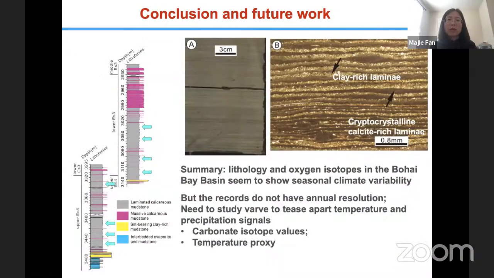So this leads to my conclusion slide. Basically, we show that from the lithological evidence and the oxygen isotope evidence, there seems to have been seasonal climate variability, particularly related to precipitation, summer precipitation amount change in the Bohai Bay Basin.